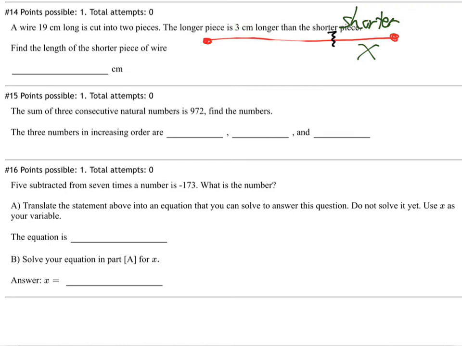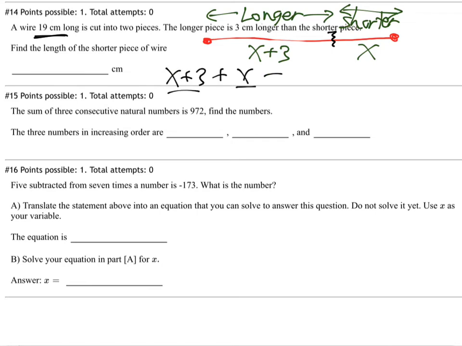Oops, I'm writing over the top of it. This is going to be the longer. The longer piece from there to there, the shorter piece from there to there. The longer piece is how much longer? 3. So x plus 3, huh? Does that make sense? 3 longer. All right, and now the wire is 19, isn't it? Yeah. So we're going to take the x plus 3, the x, they must add up to be 19.